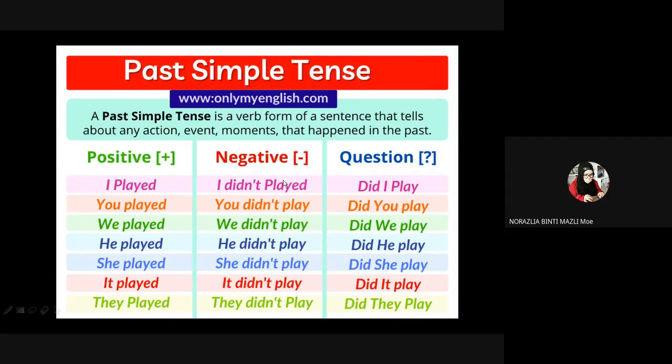Yang ni bukan silap tau. Yang ni silap mana? Yang first ni, nampak tak? Dia bagi example yang silap. I didn't played ni salah. Okay, nampak.